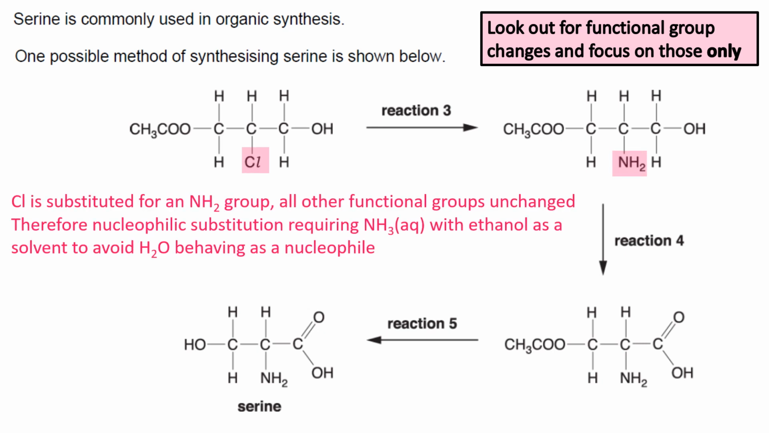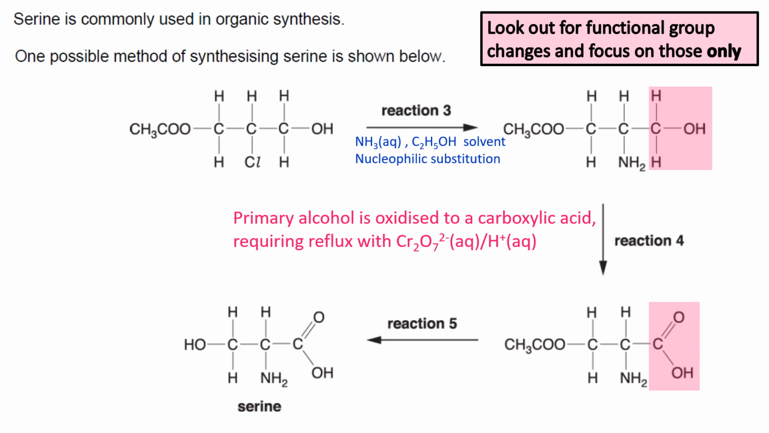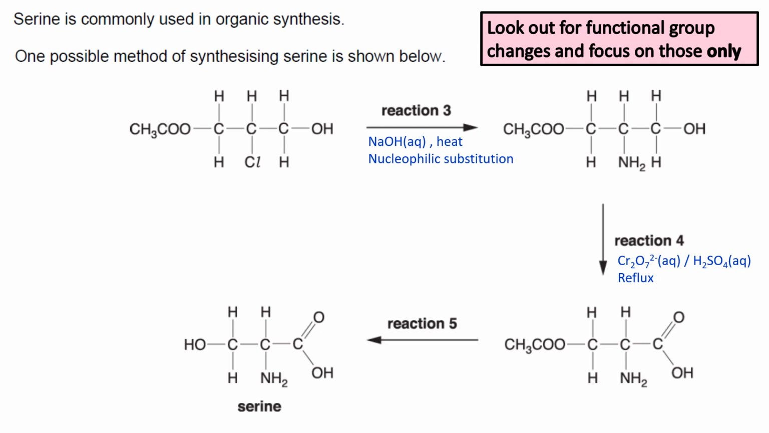In that first reaction, reaction 3, the chlorine is substituted for an NH2 group, and all the other functional groups are unchanged. What's happening here is nucleophilic substitution, which requires NH3 with an ethanol solvent to avoid the water behaving as a nucleophile. In reaction 4, you've got a primary alcohol which is being oxidized to a carboxylic acid, requiring reflux with acidified dichromate solution. So that's what you put in there.